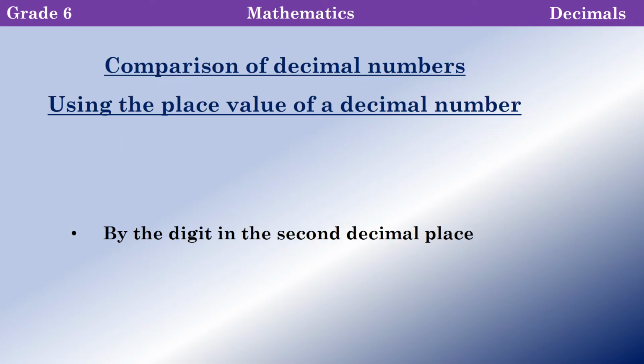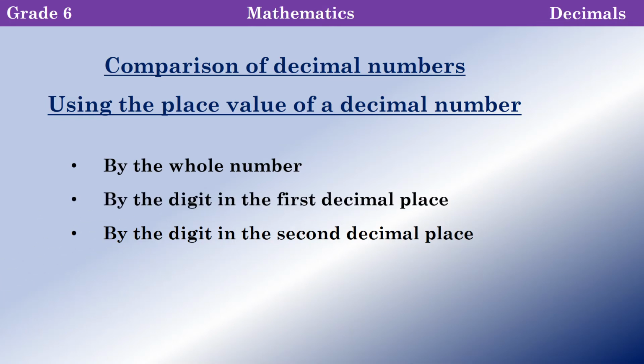Now let's see how to compare decimal numbers using the place value of a decimal number. First, by the whole number. First, we must look at the whole number part of the two decimal numbers. And then we need to see the digit in the first decimal place and we have to compare that. And finally, we can compare the digit in the second decimal place. Now let's see more about this.